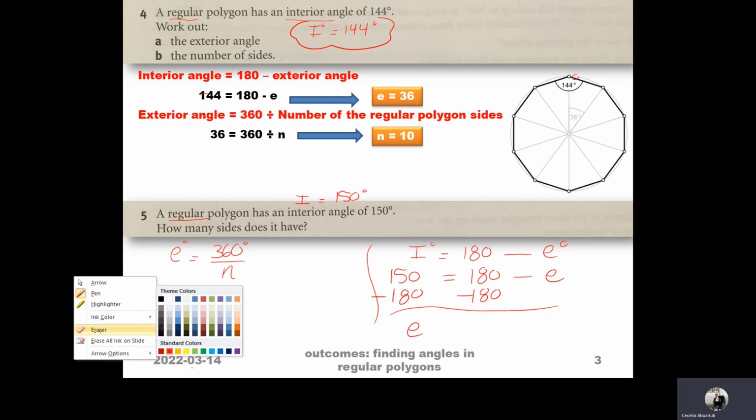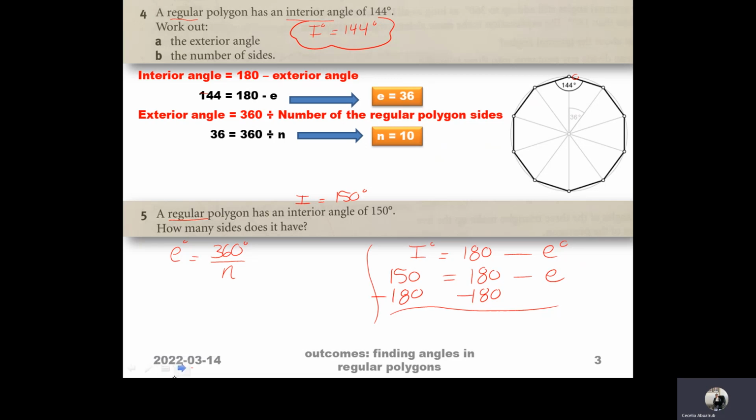Okay, so let's say here, 150 minus 180 is equal to, these two 180s are gone, negative E. So 150 minus 180, it will be minus 30 is equal to negative E. Accordingly, E is equal to 30 degrees. So we found the exterior angle as 30.